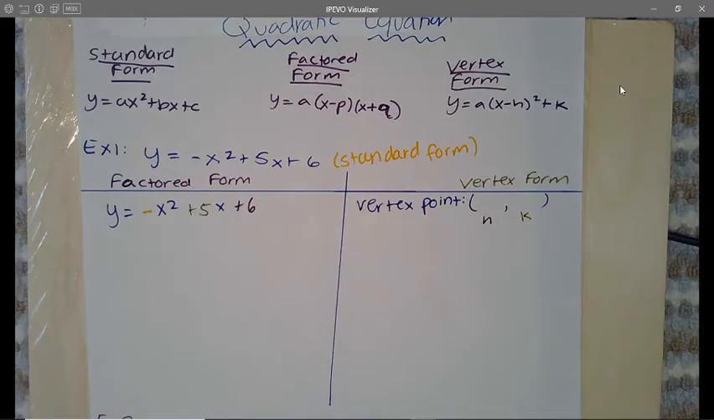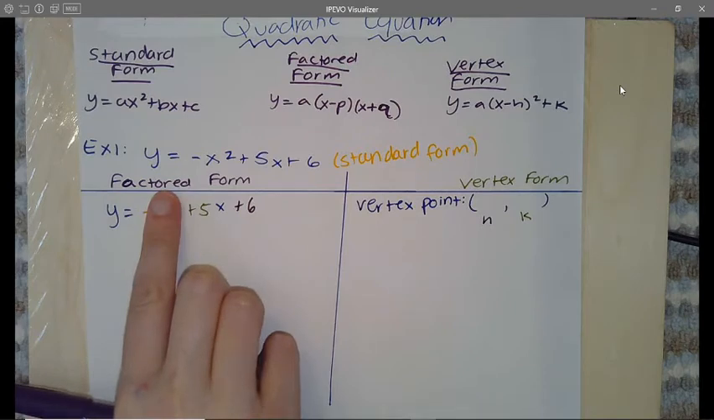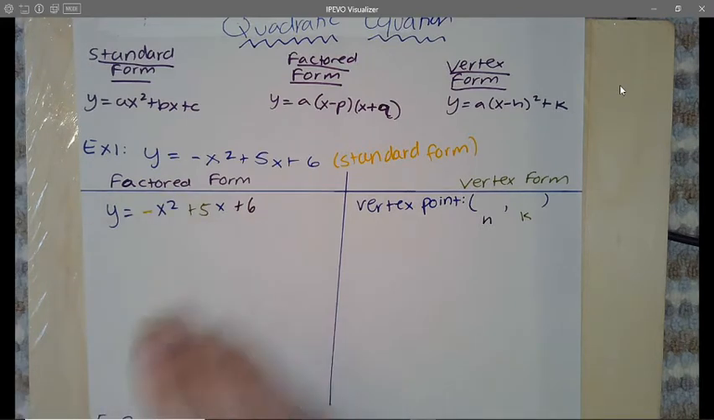Okay, so if I'm trying to get to factored form from standard form, guess what I'm going to have to do? Well, it's kind of in the name. I need to factor my equation to get it into factored form. Okay, so in order to do this, you're going to have to factor.